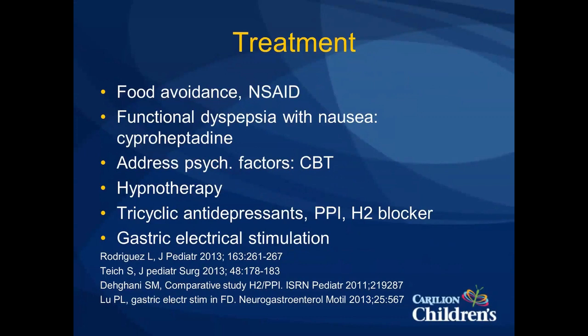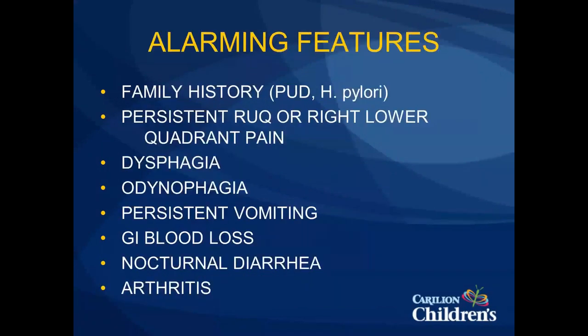Always keep in mind alarming features for GI tract disorders. For example, family history of celiac disease, IBD, H. pylori, peptic ulcer.